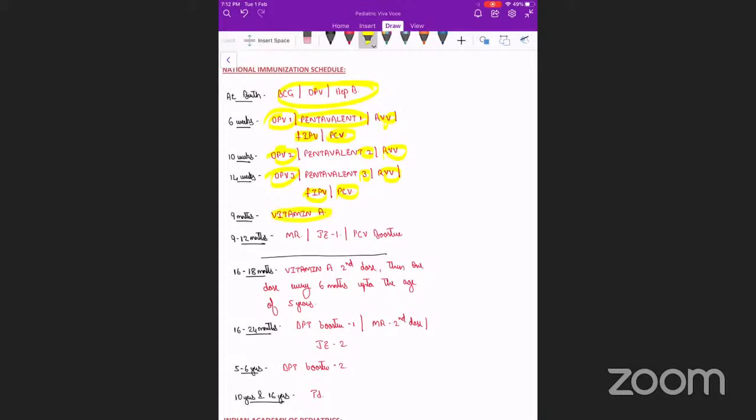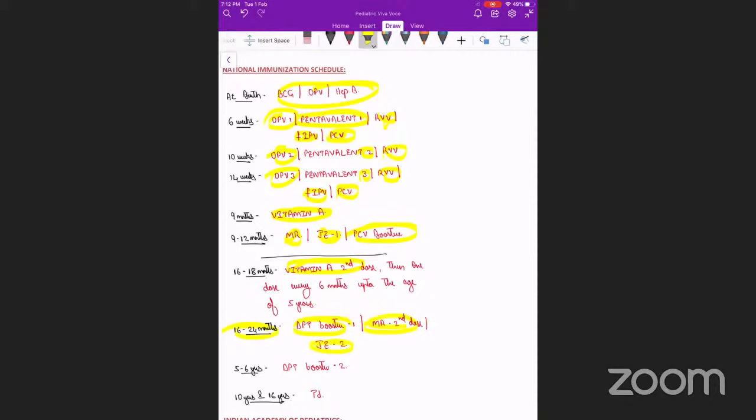Next is between 9 to 12 months, we give MR first vaccine. Then in the endemic areas, we give JE as well. And we give a pneumococcal booster. Then between 16 to 18 months, we give second dose of vitamin A. Okay. Then between 16 to 24 months, we give DPT booster, MR second dose, and JE2 in endemic areas.